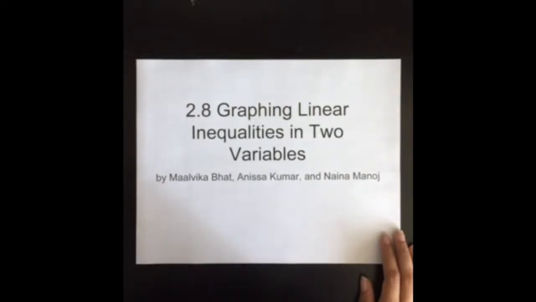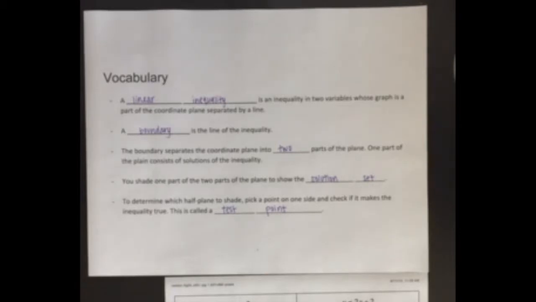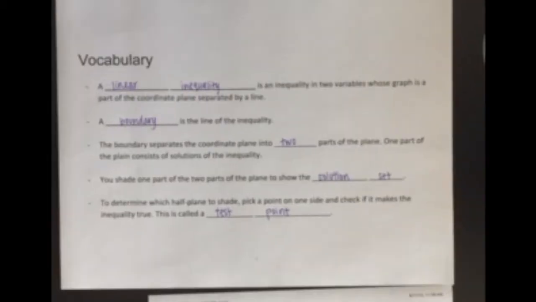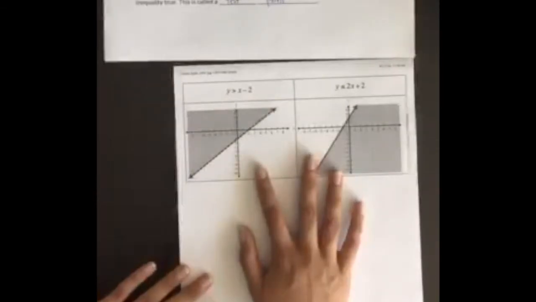2.8. Graphing linear inequalities in two variables. A linear inequality is an inequality in two variables whose graph is a part of the coordinate plane separated by a line. A boundary is the line of the inequality. These are two graphs showing linear inequalities.